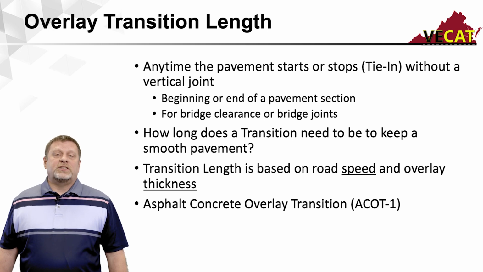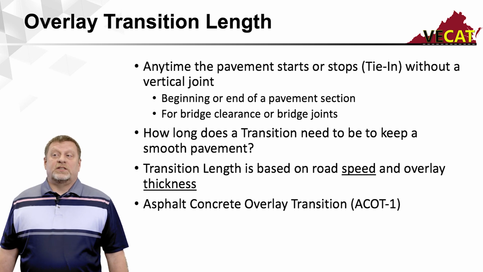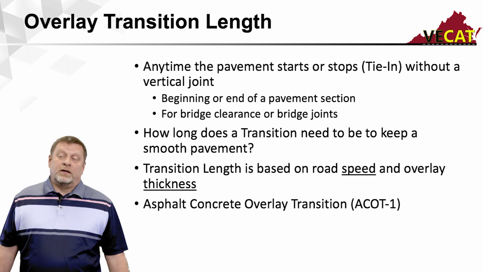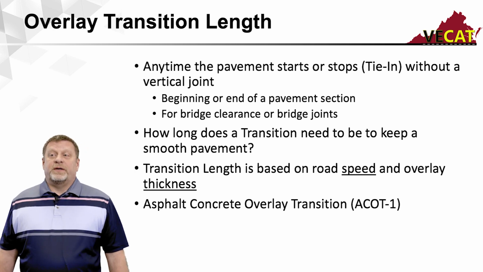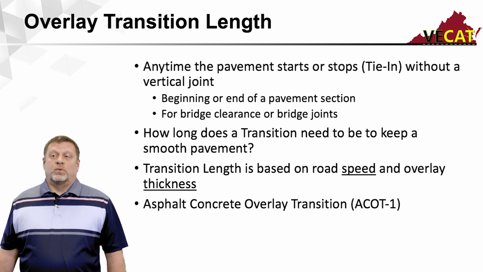Well, these transition lengths need to be long enough that the pavement to the traveling public still remains smooth. Okay, and that's basically what we're going to be determining here, is how long these transitions need to be to keep a smooth pavement. What VDOT has determined is these transition lengths are based on 2 variables, primarily. The primary variables are speed and thickness of the overlay. So they developed a standard. This standard is called the Asphalt Concrete Overlay Transition, or the acronym, VDOT loves acronyms, is ACOT-1.